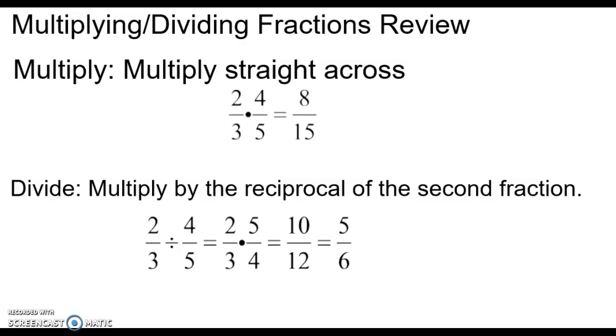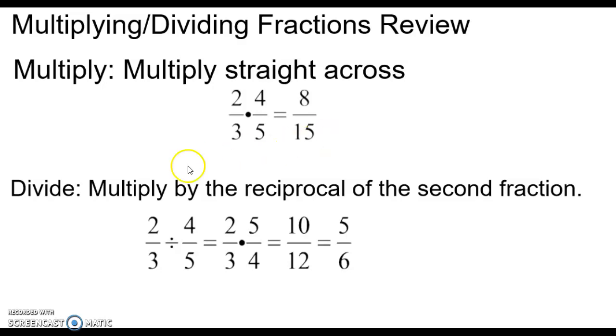This video is on multiplying and dividing rational expressions. So before we start that, it's a good review to understand how to multiply or divide fractions in general. When you're multiplying fractions, you multiply straight across. So the top times the top and the bottom times the bottom. So 2 times 4 is 8, 3 times 5 is 15. And then always look to see if you can reduce that final fraction.